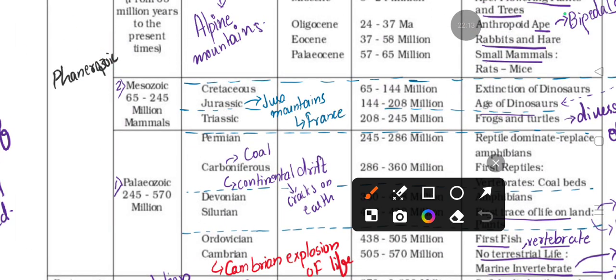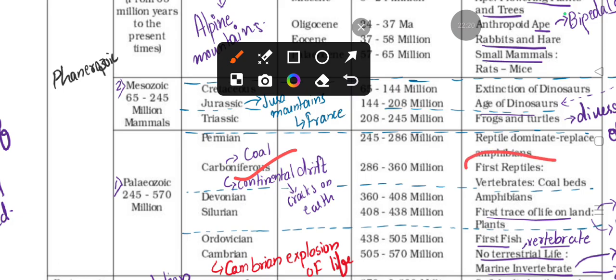After Devonian, the next important period is Carboniferous. The Carboniferous period is the period where the first reptiles were born. The first reptiles were born during the Carboniferous. But let me tell you, the name Carboniferous was given to this period because coal started forming at this point of time. Let me tell you the reason for the coal formation during this Carboniferous period.